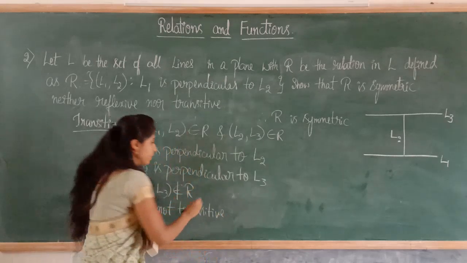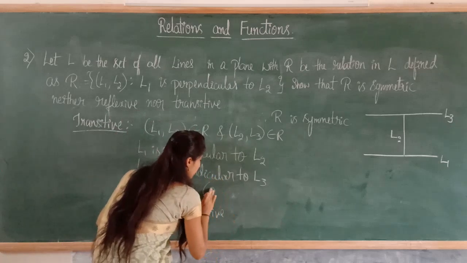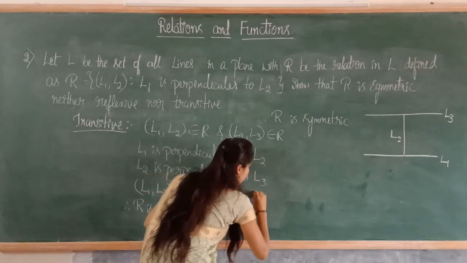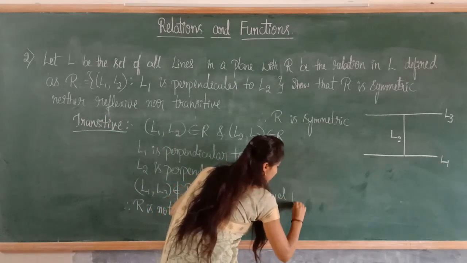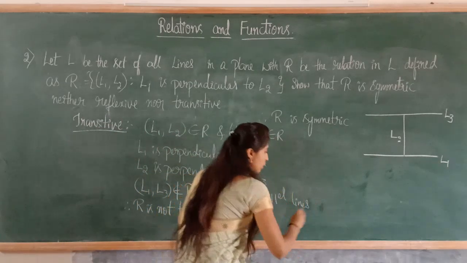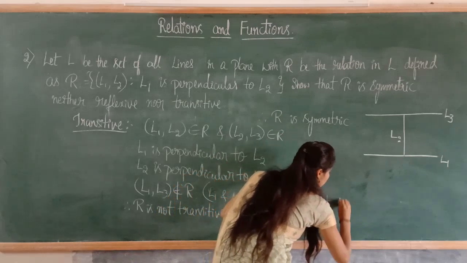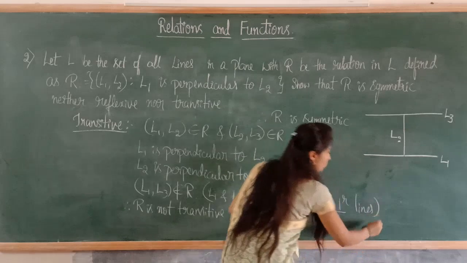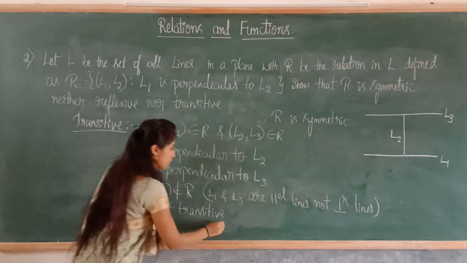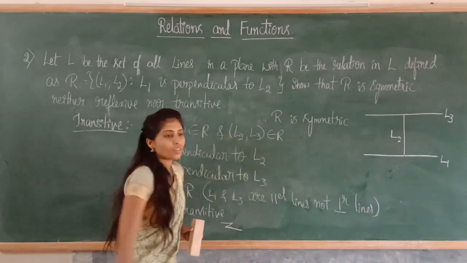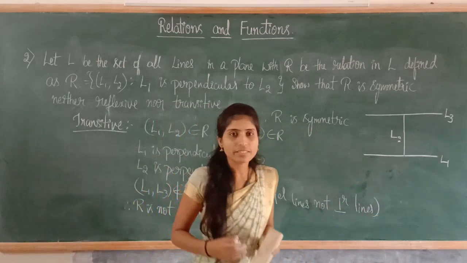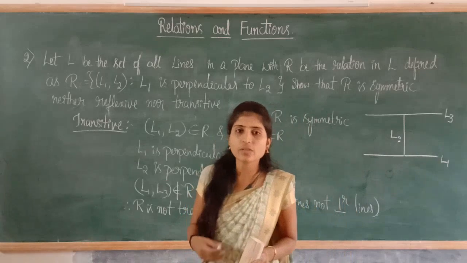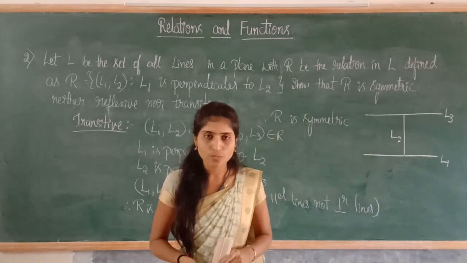Here you can write: L1 and L3 are parallel lines, not perpendicular lines. This is the problem. In this class we have studied the types of relation and problems on that. In the next class we are going to solve some more problems. Okay, thank you.